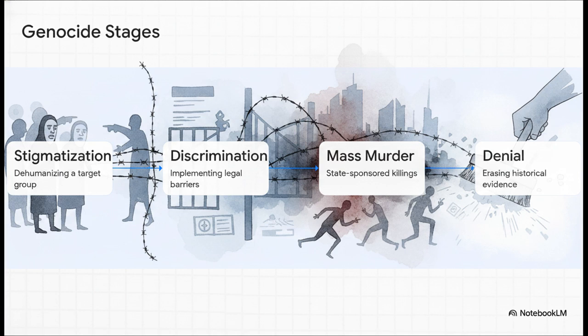And once you do that, it opens the door for the next crucial step, legal discrimination, making it the law to treat them differently. From there, it escalates to state-sponsored mass murder, where local communities who have already been whipped up by relentless propaganda either join in or just stand by. And finally, the ultimate stage is denial. That's where the perpetrators try to literally erase any evidence of their crimes. It is a chillingly methodical, step-by-step process.